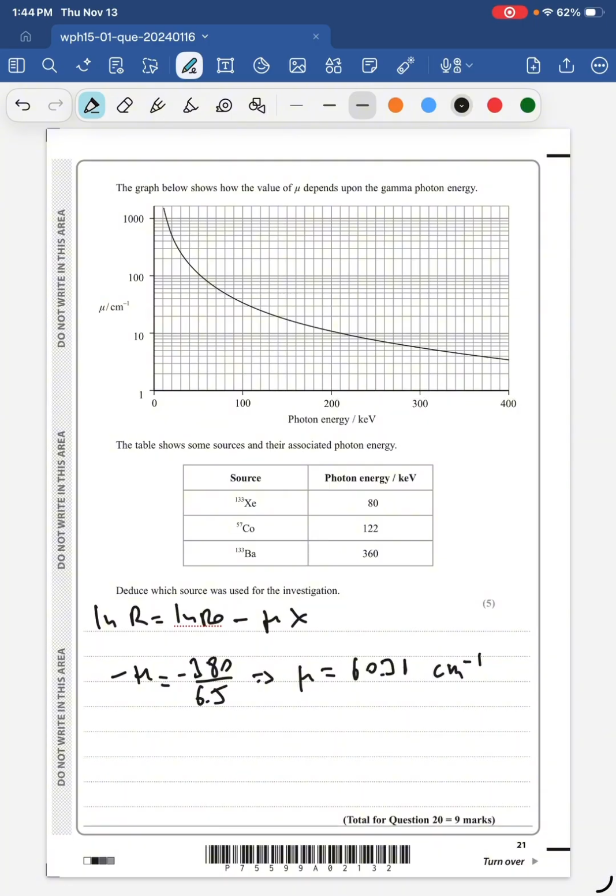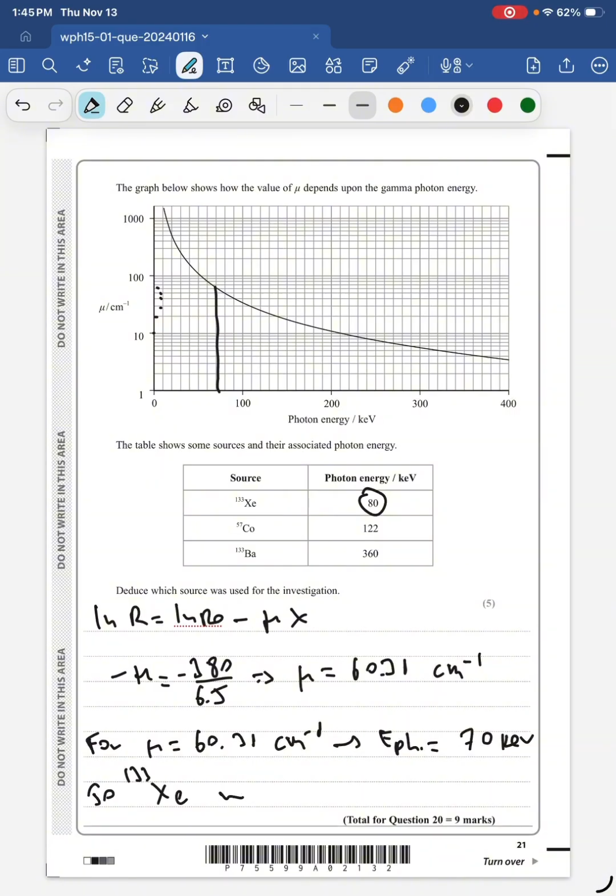And if we use the graph that is given to us, okay, so 60, this is 10, 20, 30, 40, 50, 60. Okay, so 60 corresponds to an energy of 70 keV. So for mu equal to 60.31 centimeters to the minus 1, the energy of the photon is 70 keV, which corresponds to xenon. So xenon 133 was used.